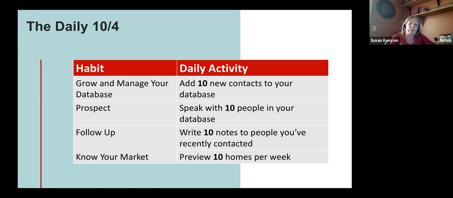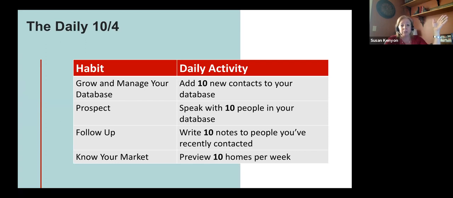If you're on the phone with someone, ask who they know that you might be able to talk to. This piece never goes away. Successful agents master this and they do it constantly. It's infinite. This is the infinite side of your business that never goes away. Speak with 10 people in your database, which is very different than adding 10 new contacts. One thing that's important, no matter how many years you've been in the business, is you want to be constantly adding new people in and you want to be taking care of the people that are already in there.